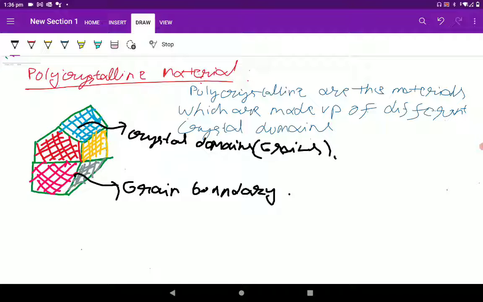I'm not going more deeply because it's not a major part of our course. In the next lecture, we are going to study point symmetry and some topics like classification of solid materials according to bonding, binding energy, and polarization vector. So for now, I'm going to close the recording, and thank you.